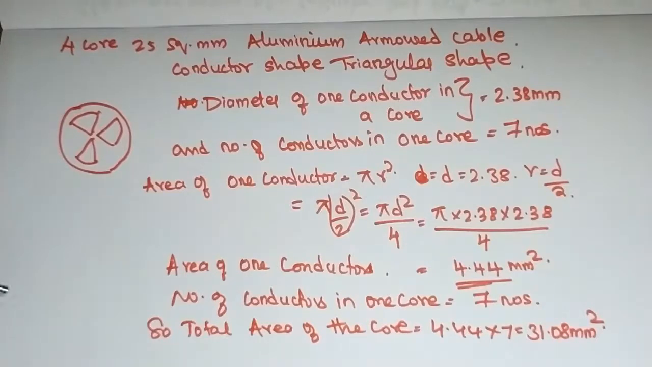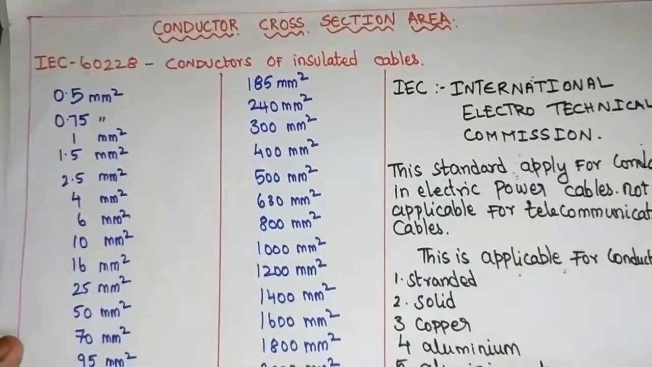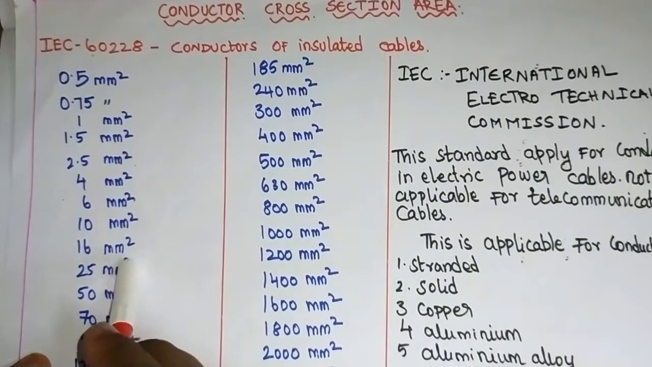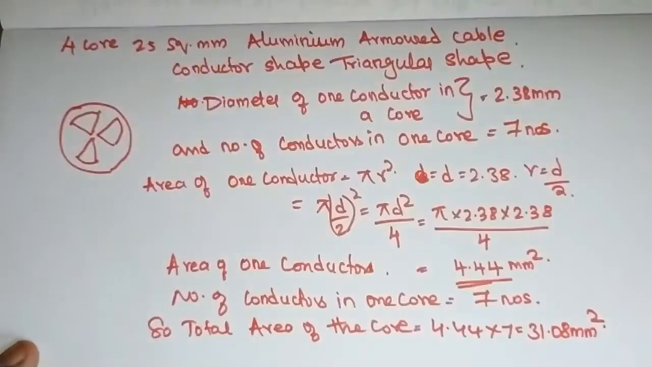For example, in round type, when it was 1.96 mm square, we took the next standard size, which is 2.5 square mm. But in this case, we have to go with the previous standard size. And you can see for 31.08, the previous size is 25 square mm. So it is a 25 square mm cable.